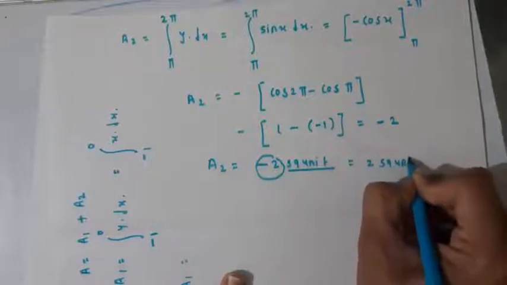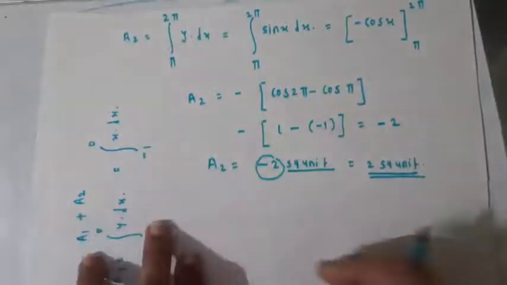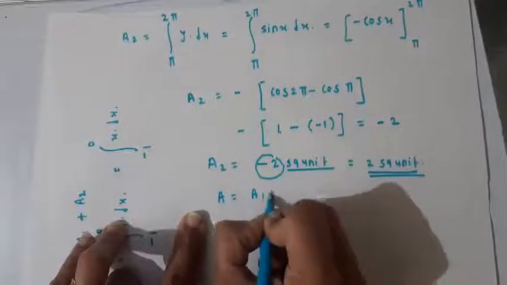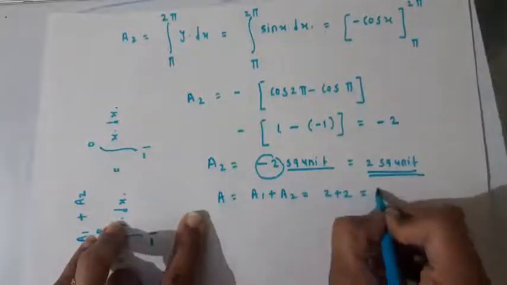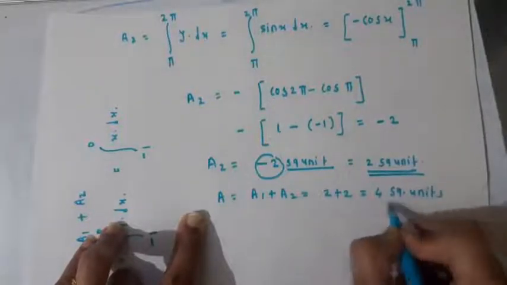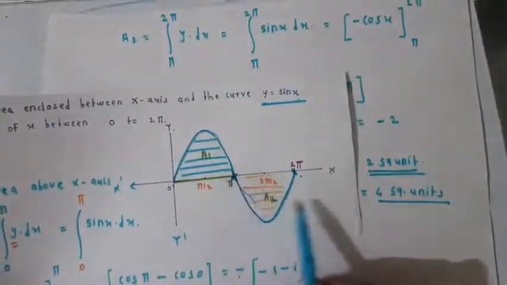Sometimes we denote the area in the mod sign also, because area is always positive. Hence the area A equals A1 plus A2, and this is 2 plus 2, that is 4 square units. In this way we have found out the area of the curve, that is 4 square units.